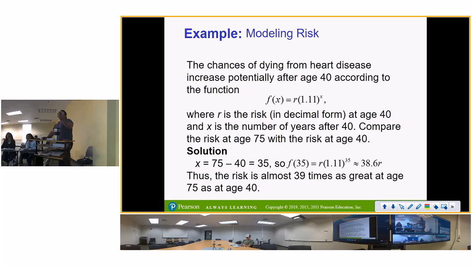Let's see. That would be, what did they do? They subtracted, so that'd be 13. So I'm looking to see where they're, okay. So that'd be 1.11 to the 13th power. What is that? Somebody tell me what that is.